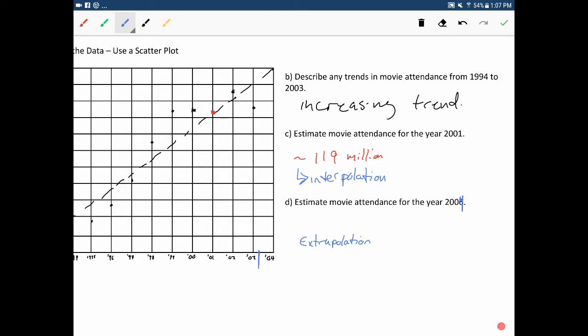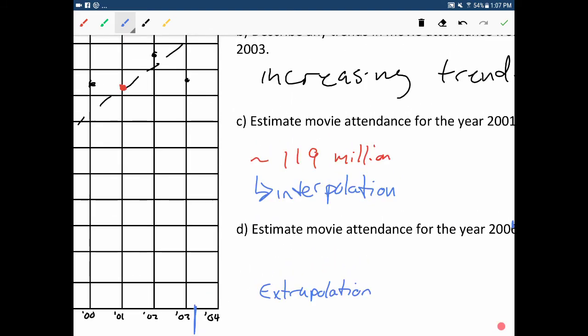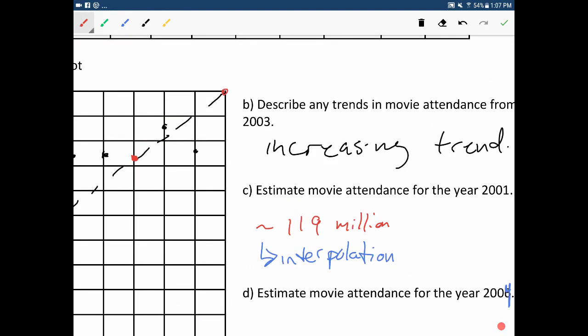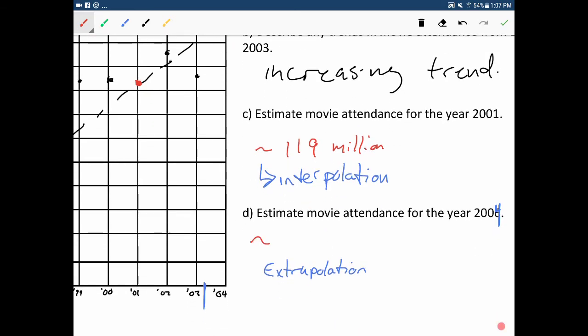It would also be extrapolation if I asked, for instance, what I would have thought in 1990, because that was before the data set. But if we do look at this trend line, we can see here that it's about right there, and so that's about 133 million. And this could be wrong, but that doesn't matter. That's not the point. We're looking at the data and we're making an estimate based on the data that we have. And that's what it means to extrapolate or interpolate.